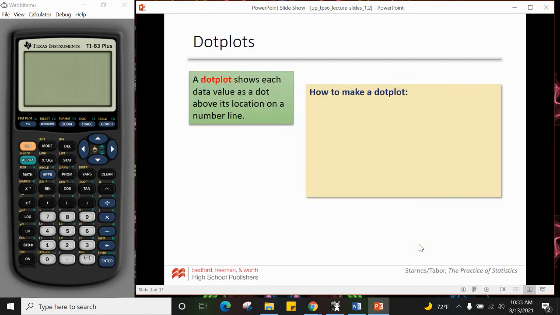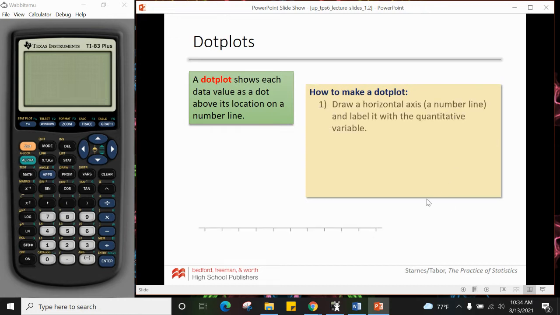So the first graph we're going to create is the dot plot. A dot plot shows each data value as a dot above the location on a number line. So how to make one? Draw your axis, a horizontal axis or a number line. Scale it with whatever your data is.